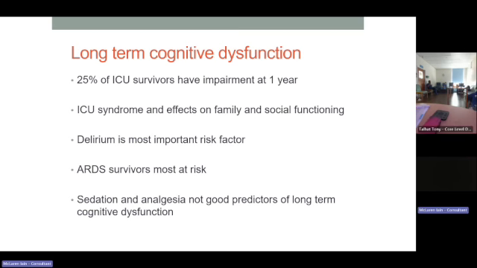So delirium is probably the biggest risk factor in the development of ICU syndrome. And various studies have shown that this is particularly marked in patients who have suffered from ARDS. And we probably saw some of this during COVID. The duration of sedation and analgesia, however, are not really very good predictors of long-term cognitive dysfunction.